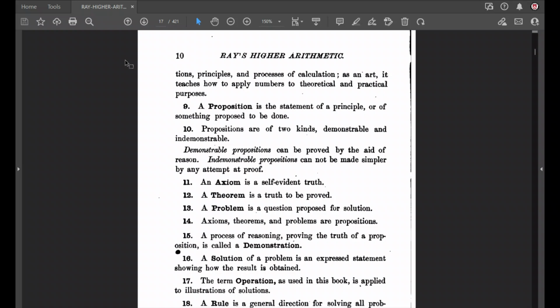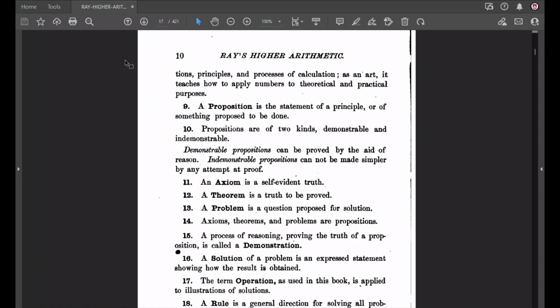Article number 9. A proposition, let's make sure we learn these definitions. Remember, this is the science of arithmetic. If you don't learn the science of arithmetic, you can't practice the art of arithmetic. Article number 9, what is a proposition? A proposition is a statement of a principle or of something proposed to be done. A proposition is a statement of a principle or of something to be done.